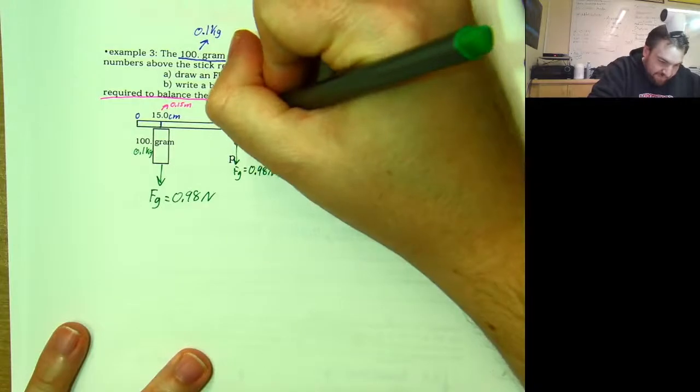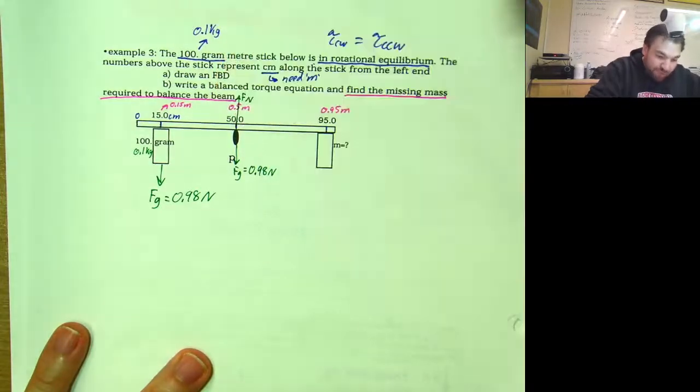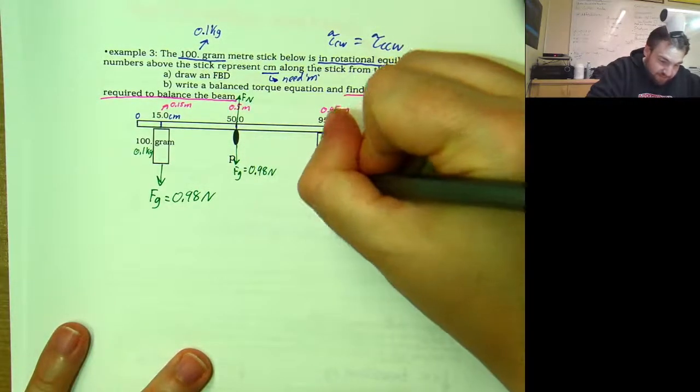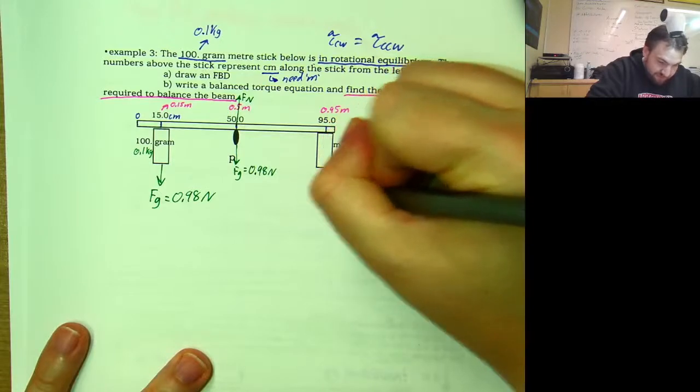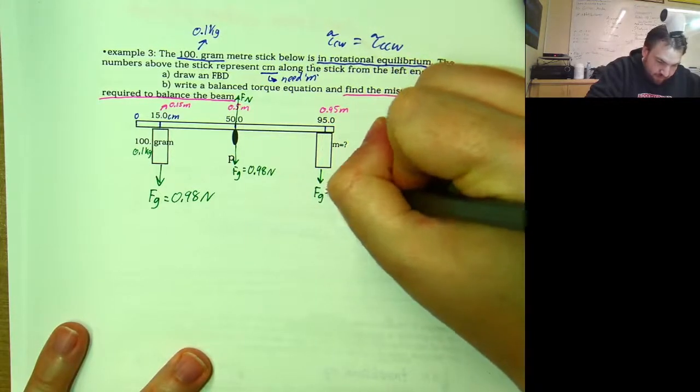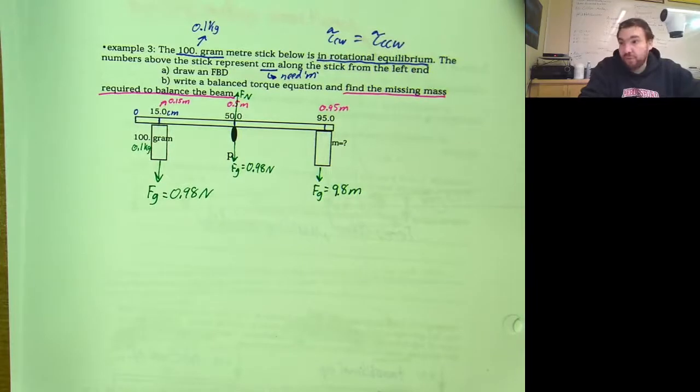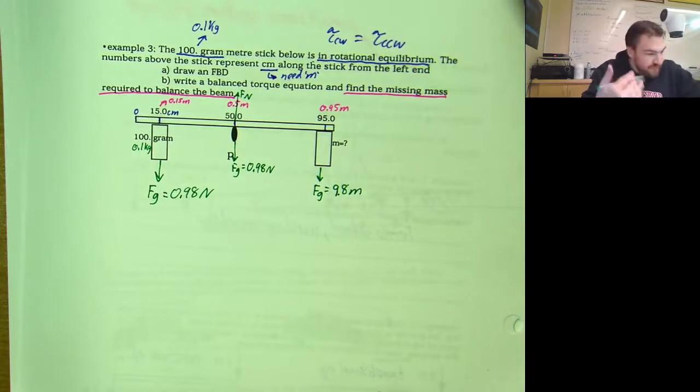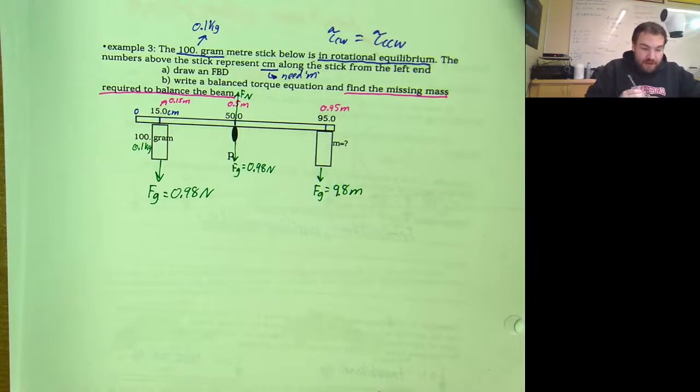We're going to have an Fn acting upwards. We don't know what that is because we don't know what this is. This Fg here is just going to be 9.8 m. We don't know what it is. And so that's our free body diagram. Those are all the forces that are acting. So now we're going to add a few more things. We're going to draw in some torques, and we're going to draw in what direction we want to call positive.